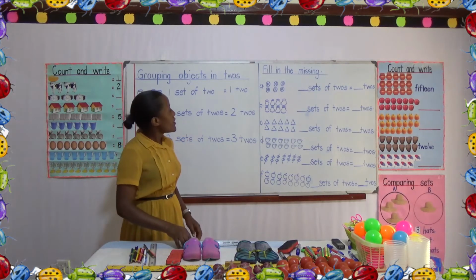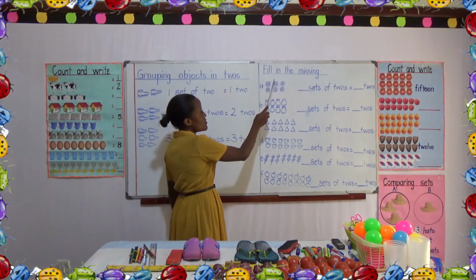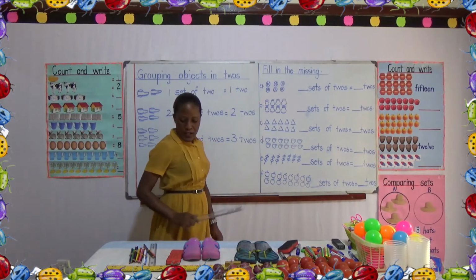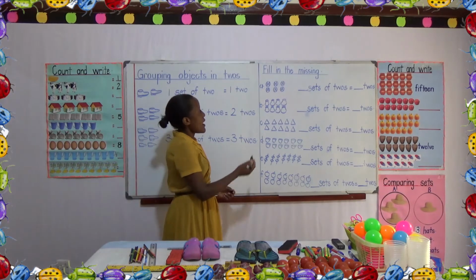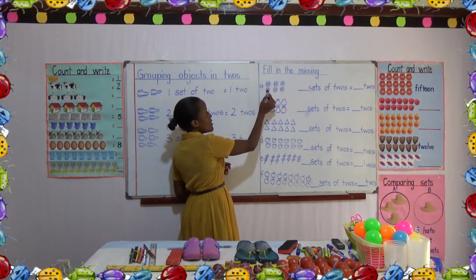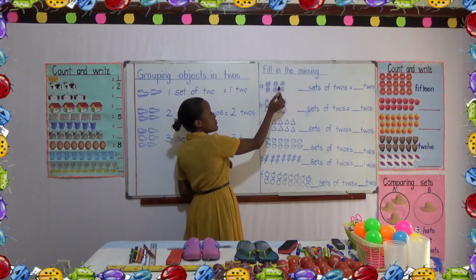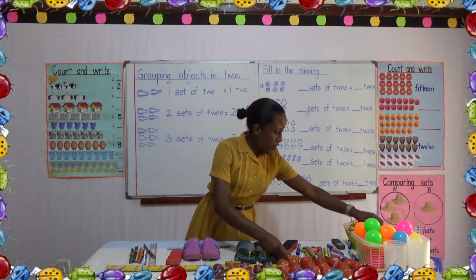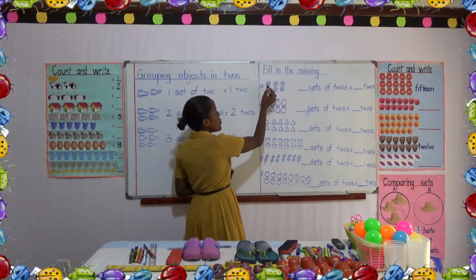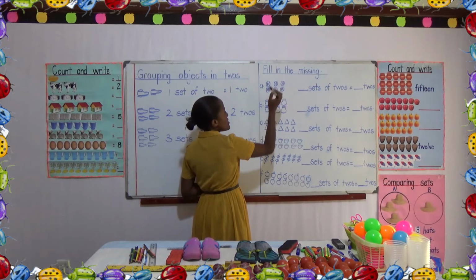Make sure you count the twos. For example, looking at this, I have that is one group, another group, and another group. So I have one, two, three.